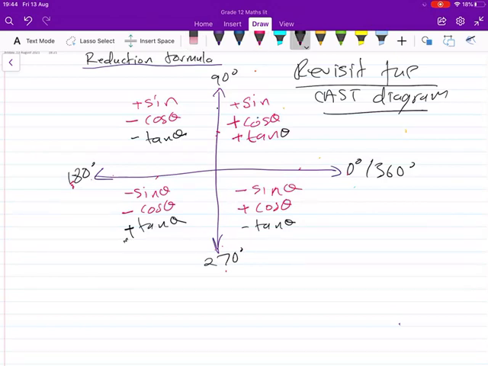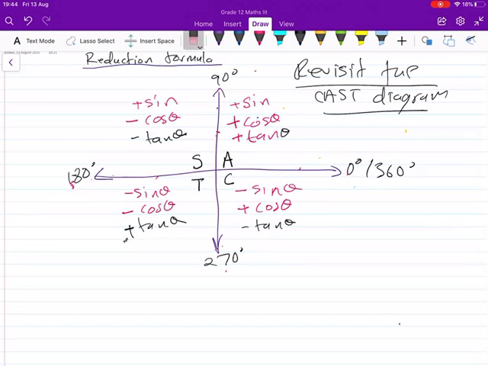Well, here, what do we see? We see that everything is positive. Here, what do we see? Only sine is positive. Here, what do we see? Only tan is positive. And here, what do we see? Only cos is positive. So that's another way in which you can revisit the CAS diagram. And I hope I'm still doing well on time.